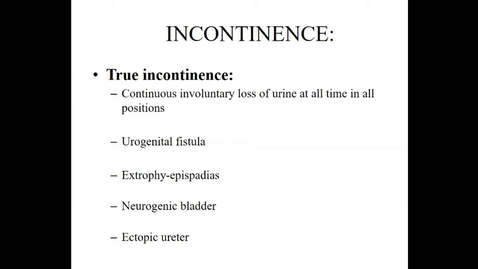Mostly these are female patients, and we have to ask about any previous obstetric procedure. Second, we have to take a history of tuberculosis in the family. Vikram: Madam, we will ask whether the patient is having complete incontinence or not.